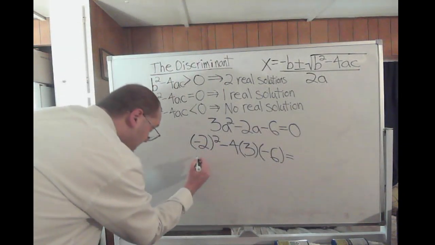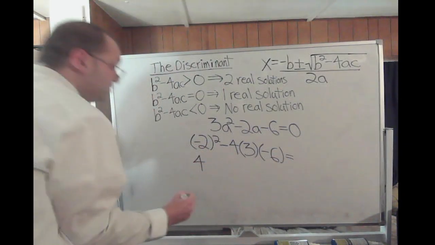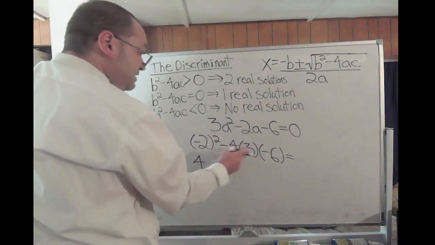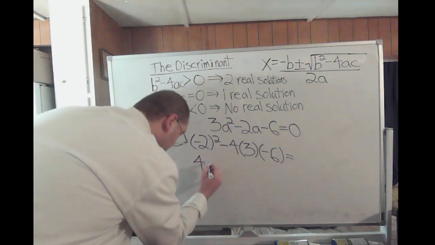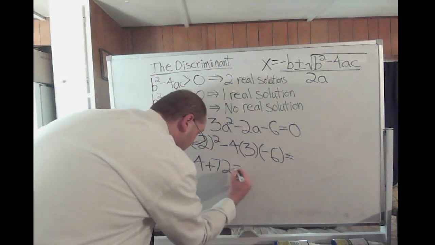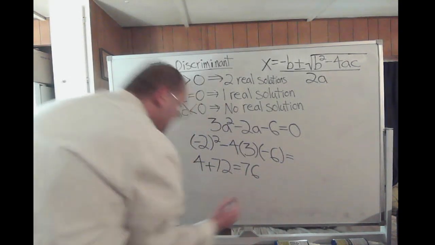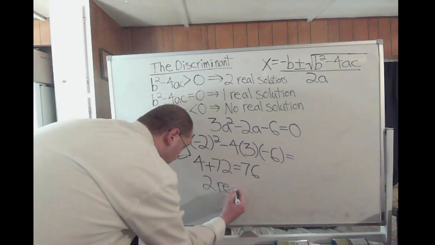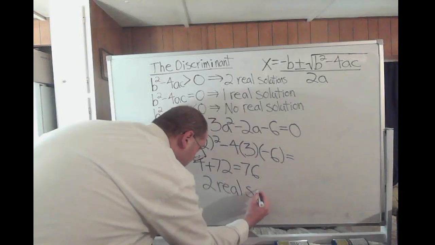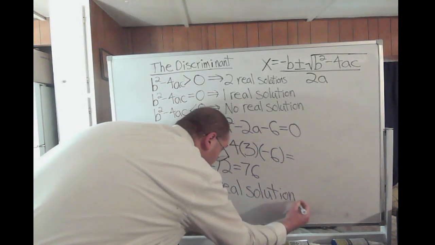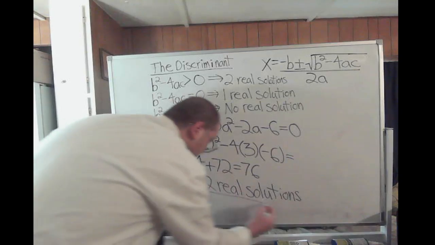Negative 2 to the second is positive 4. Then negative 4 times 3, well, that's going to be negative 12, times negative 6, that's positive 72. 4 plus 72 equals 76. You got a positive number, so there are two real solutions to this problem. So therefore, this problem has two real solutions.